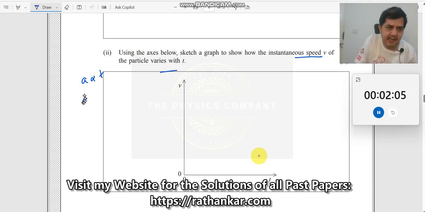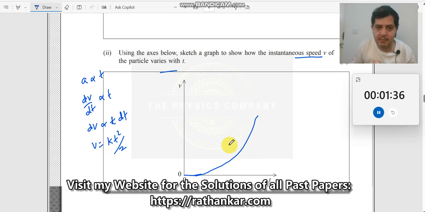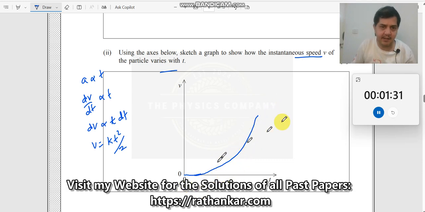Now you see a is nothing but dv/dt, which is proportional to t, or dv is proportional to t dt. If you integrate this, you get v equal to kt squared divided by 2. We do not know the value of k by 2 and so on, but anyway you can say it like this. As a result, you get a parabola, a non-linear graph. This is what you need to show. This is for 1 mark. We are not asking you for any calculations; you just need to show a non-linear graph.